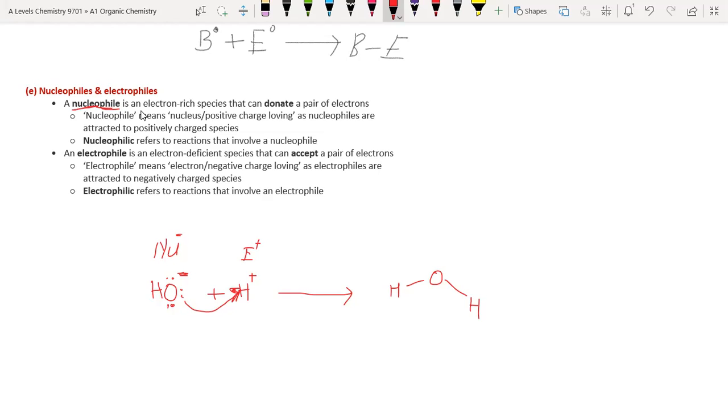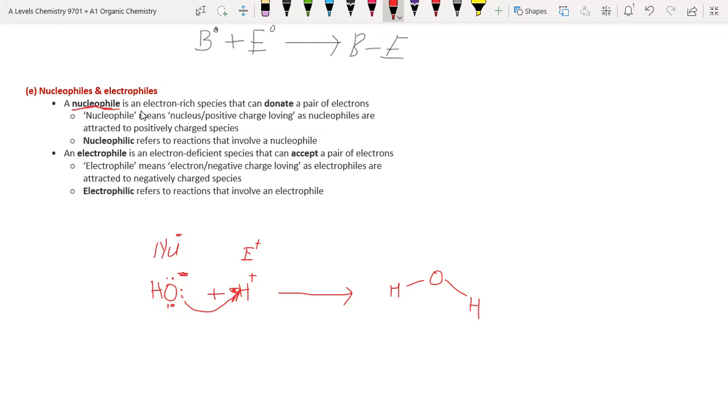A nucleophile is an electron-rich species that donates its electron pair to an electron deficient compound or electron deficient species. Nucleophilic refers to a reaction that involves a nucleophile.